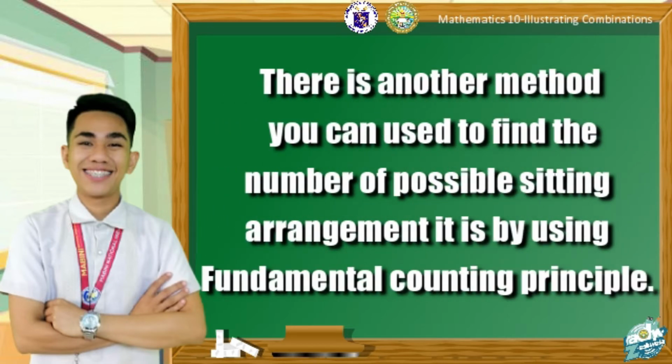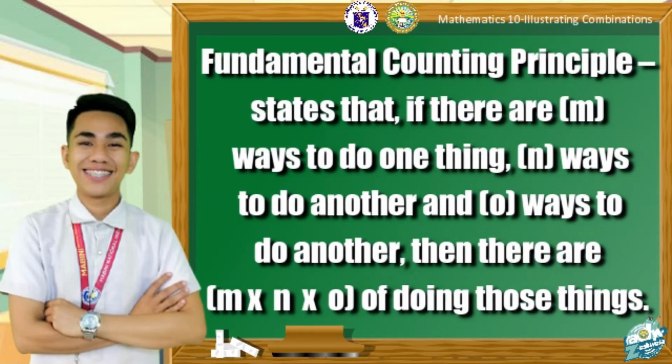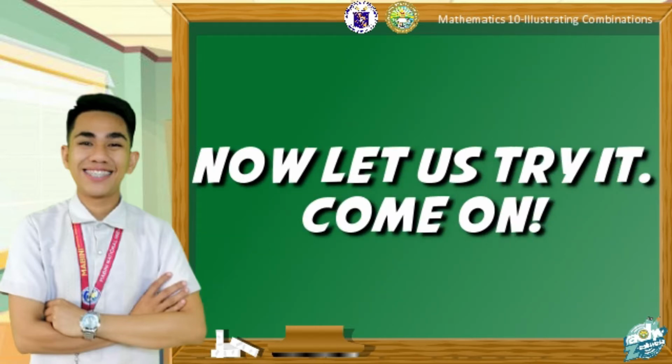There is another method you can use to find the number of possible seating arrangements. It is by using the fundamental counting principle. The fundamental counting principle states that if there are m ways to do one thing, n ways to do another, and o ways to do another, then there are m times n times o ways of doing those things. Now, let us try it.